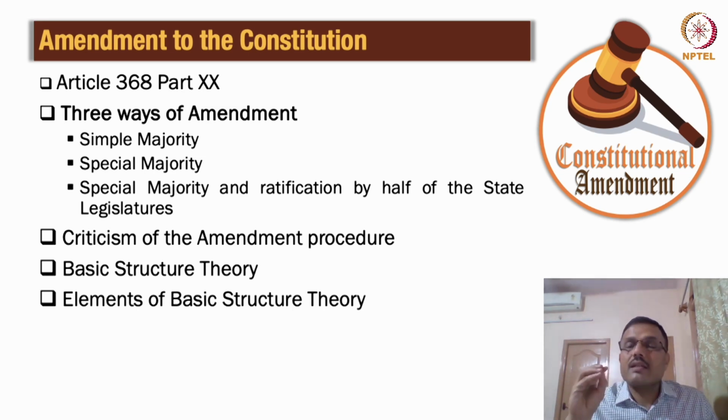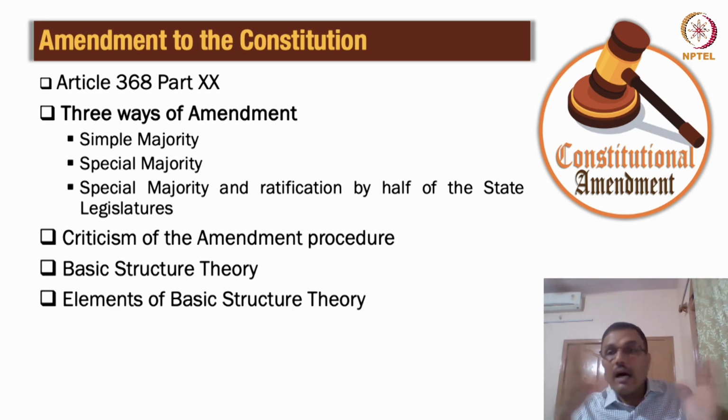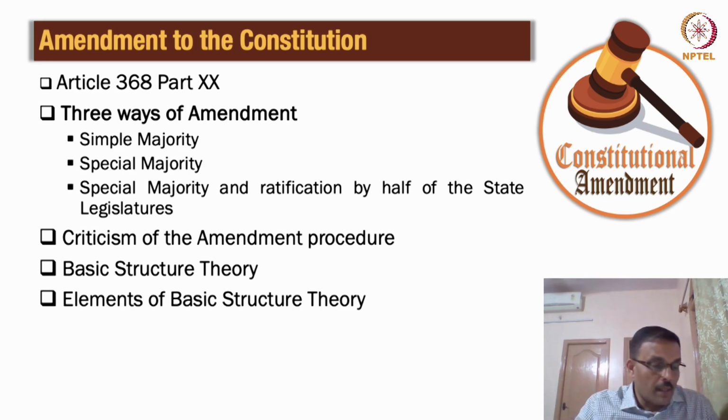So I think the basic structure feature of the Constitution was slowly elaborated, explained, and brought into existence thanks to the Indira Gandhi versus Raj Narain case. The theory was laid down in the Kesavananda Bharati case, but it was expanded in later cases to say what the basic structure of the Constitution actually meant.